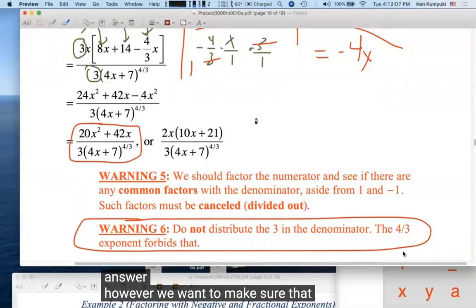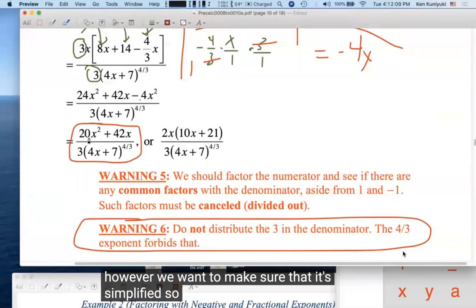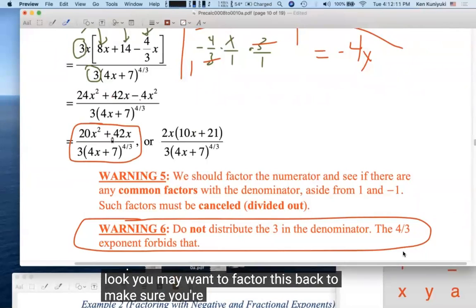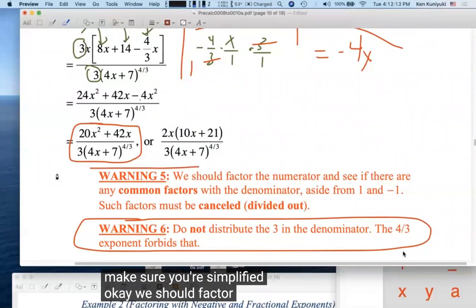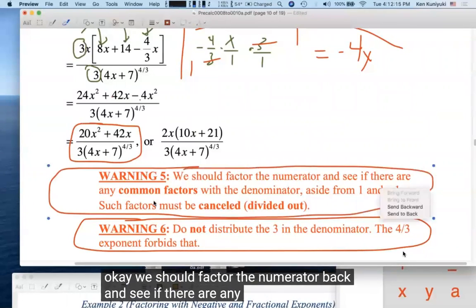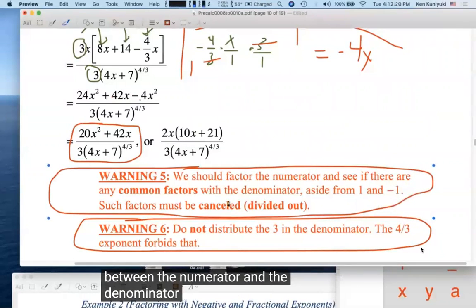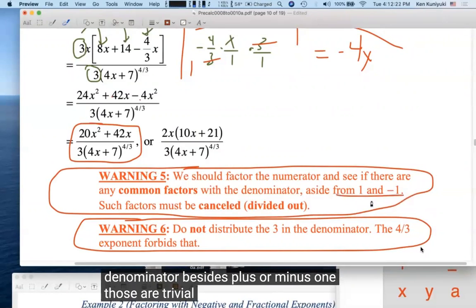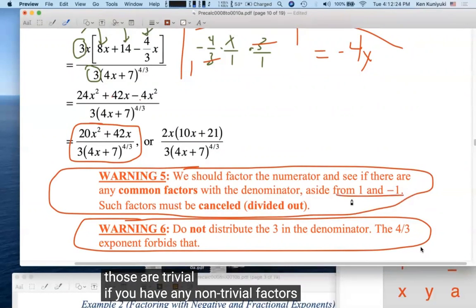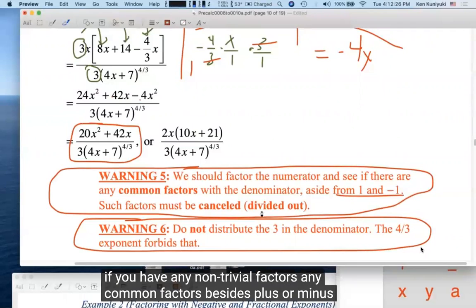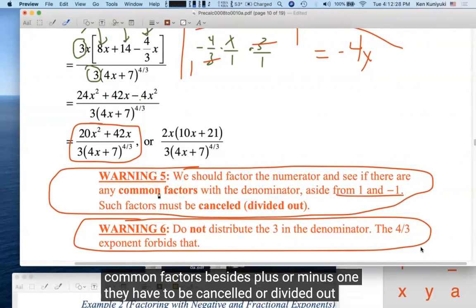However, we want to make sure that it's simplified. So look, you may want to factor this back to make sure it's simplified, okay? We should factor the numerator back and see if there are any common factors between the numerator and the denominator, besides plus or minus 1. Those are trivial. If you have any non-trivial factors, any common factors besides plus or minus 1, they have to be canceled or divided out.